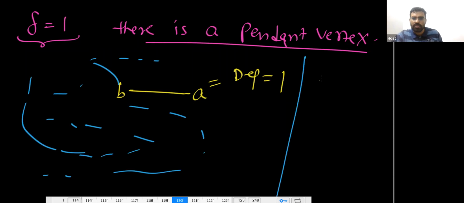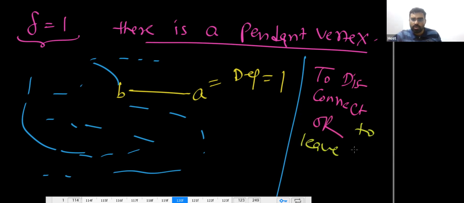Very good. Just remove B. If you want to disconnect this graph, just think about it. If you remove B, then this will definitely disconnect. So either you disconnect the graph, or you leave a single vertex. Then what I can say is, just remove B.